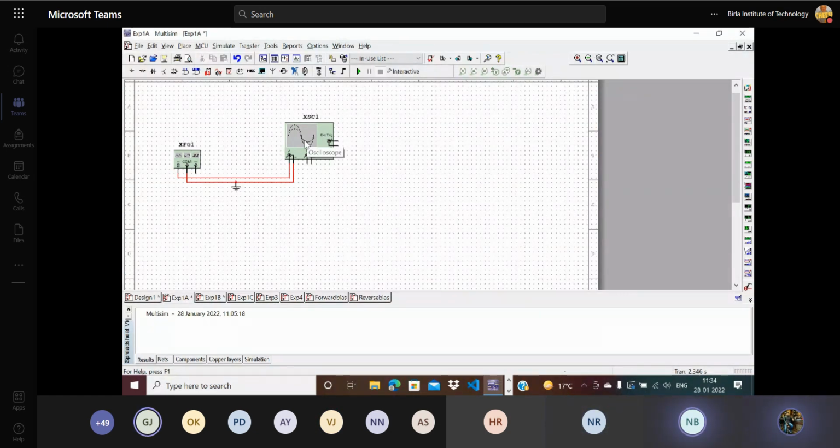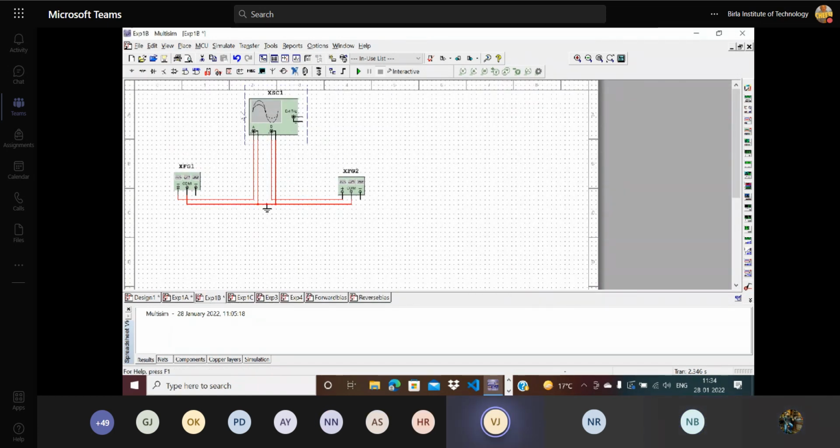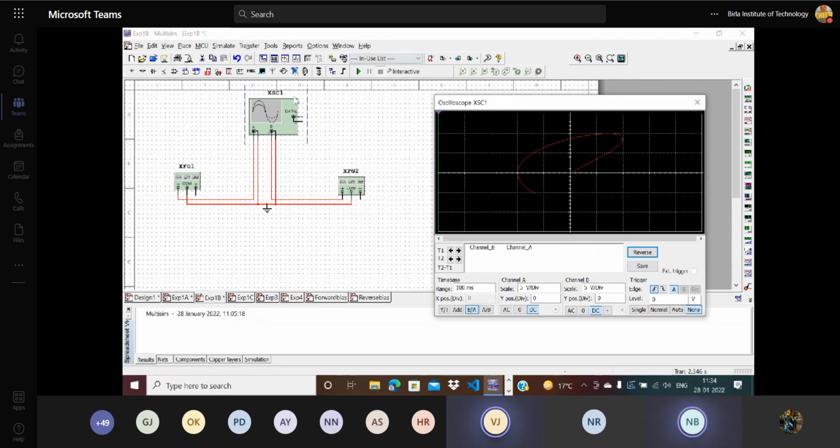Okay. So this is experiment 1A. Then 1, 2, and 3, sir. I will show you the fourth one, sir. I am still doing it. Yes, I have noted that. Thank you, sir. So this is 1A. Okay. Then this is 1B. Just a second. Why is this plot like that? Okay, now it is okay. Then this is 1C.